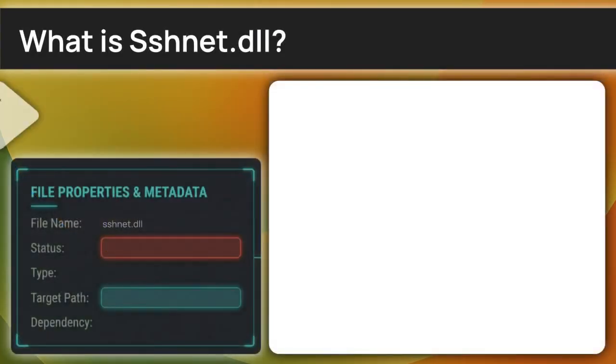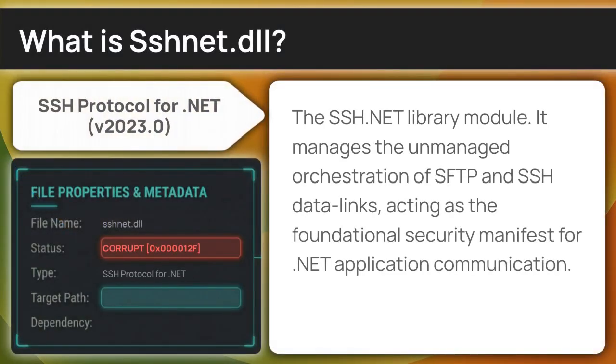This is the SSH.NET library module. It manages the unmanaged orchestration of SFTP and SSH data links, acting as the foundational security manifest for .NET application communication. With the why out of the way, let's focus on getting you running again.